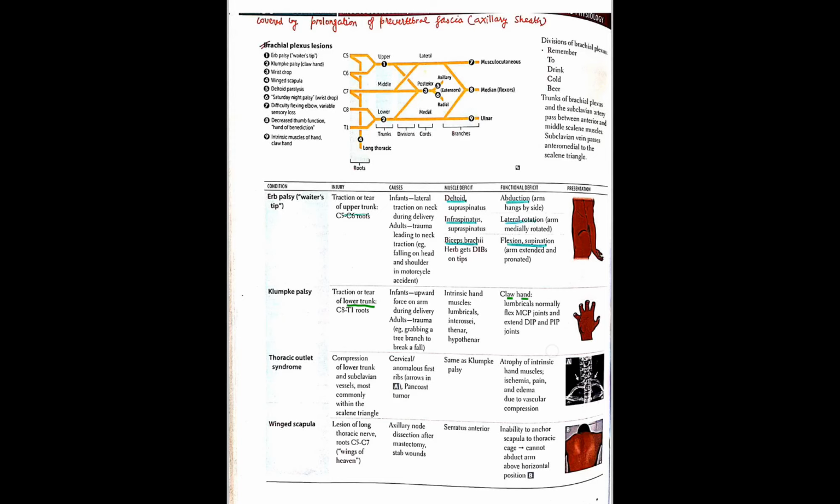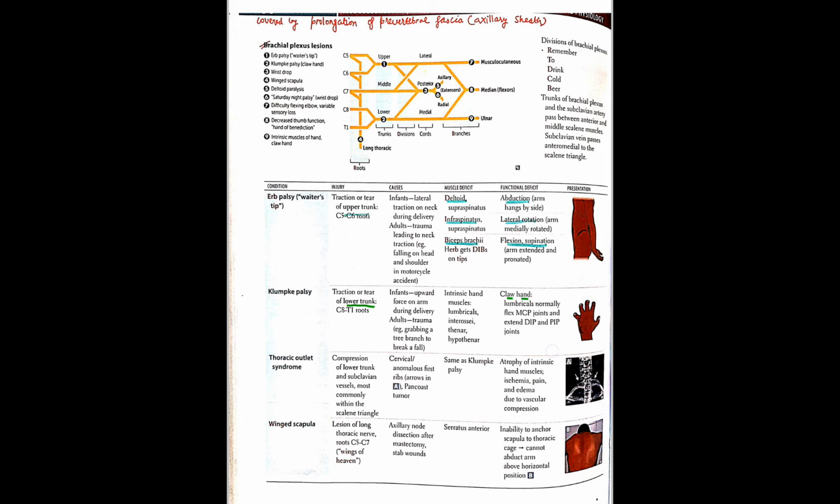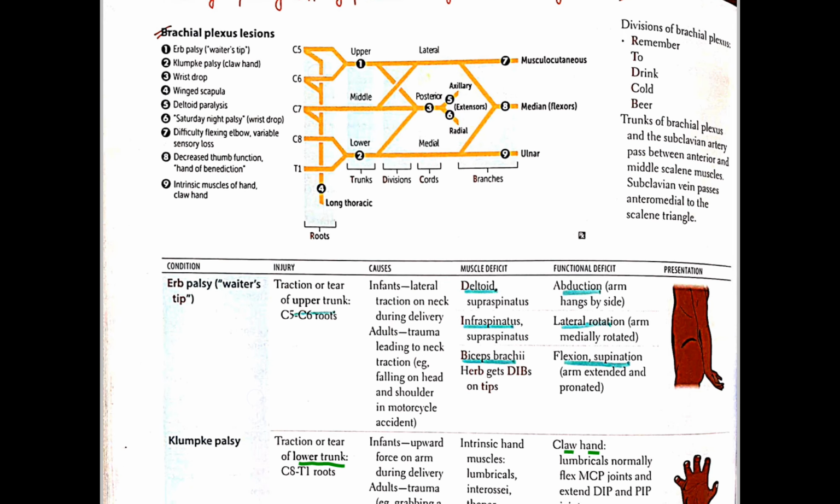Hello everyone. In this video, we will be discussing the brachial plexus and its branches and the lesions in the brachial plexus. So first, we will be discussing how the brachial plexus is formed. It is formed from C5, C6, C7, C8 and T1. The five nerve roots are involved: four cervical and one thoracic.